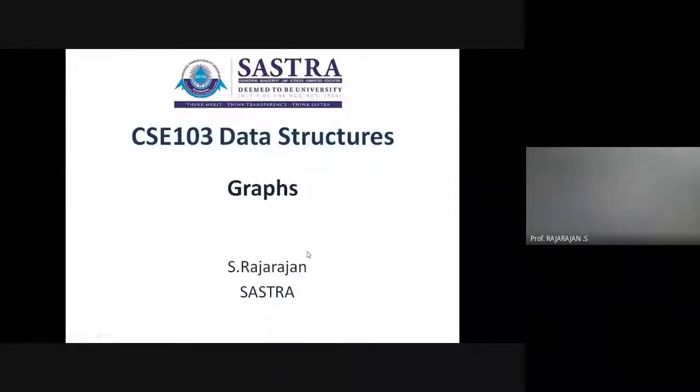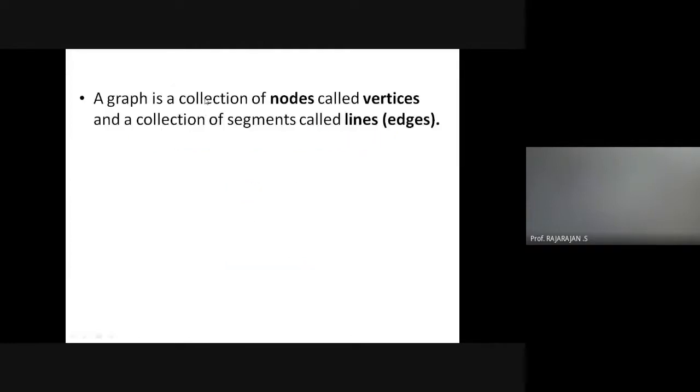Looking at the tree data structure. Hope you all remember the characteristics of a tree, so that we can easily relate to the graph. We just have to know the difference between the tree and the graph. So these are some of the characteristics of a graph.